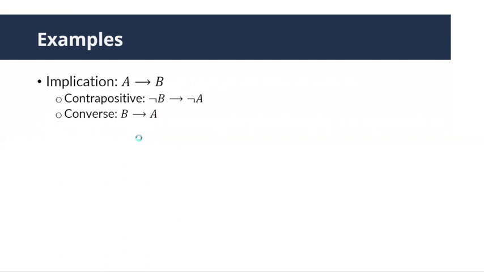So the top one is the implication we are all familiar with by now. A implies B. And for any implication, we could write its corresponding contrapositive, which is not B implies not A. And its converse is B implies A. Next, we're going to see an example to show how to find an implication's contrapositive and converse.